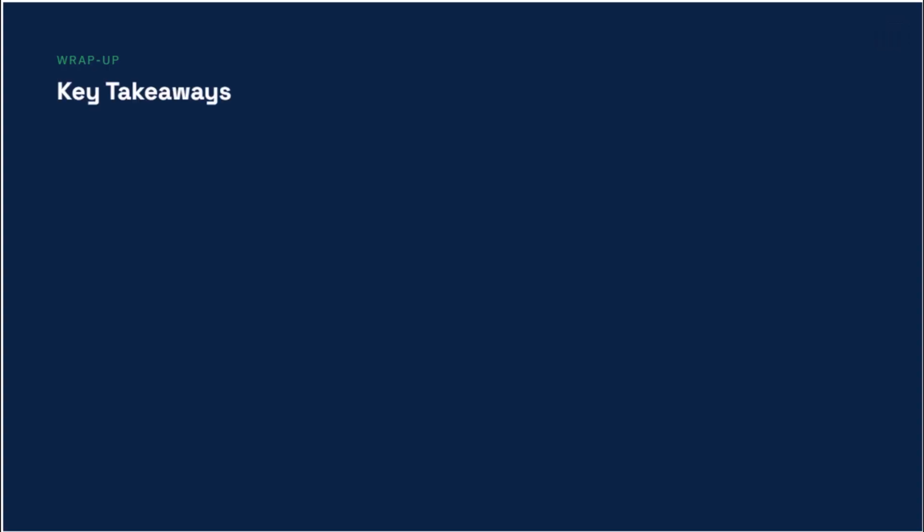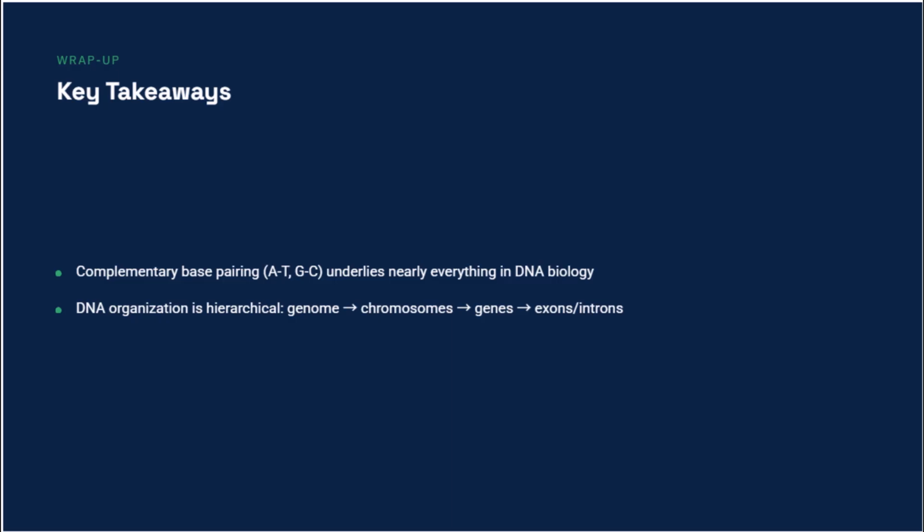3 ideas to hold on to from today. First, complementary base pairing, A with T, G with C, is the single rule underlying nearly everything we discussed, from the double helix's shape to how replication works. Second, DNA's organization is hierarchical: genome, then chromosomes, then genes, then exons and introns within genes, and keeping that hierarchy straight in your head will make every future topic easier to place.